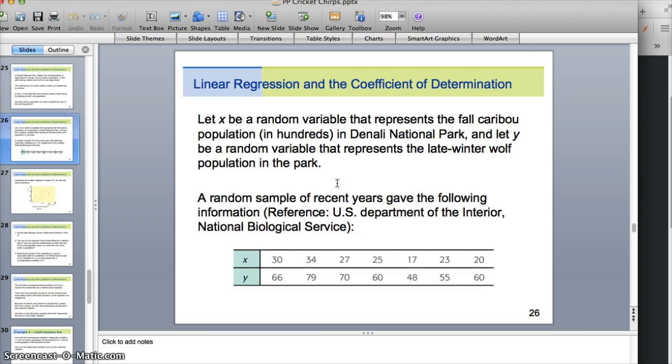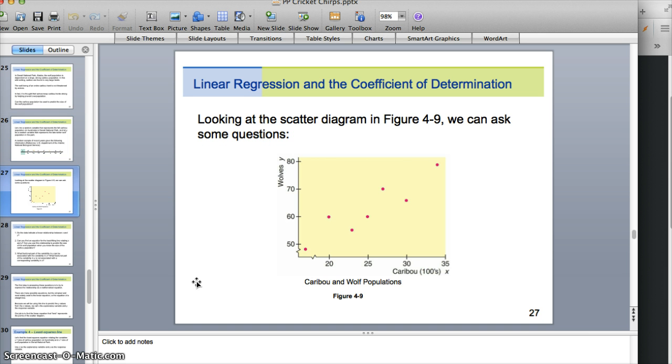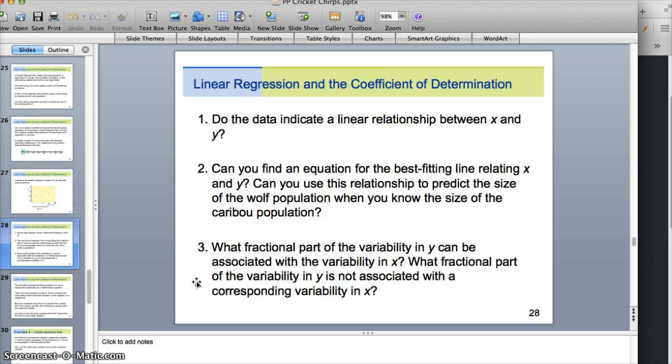So let X be a random variable that represents the fall caribou population in hundreds in Denali National Park, and let Y be a random variable that represents the late winter wolf population in the park. A random sample of recent years gave the following information. So remember, X is caribou, Y is wolves. Looking at the scatter diagram in figure 4-9, we can ask some questions. Do the data indicate a linear relationship between X and Y?